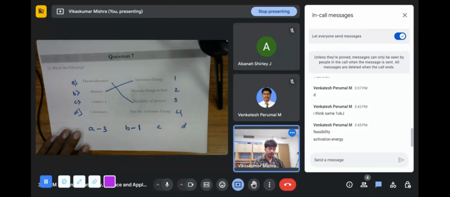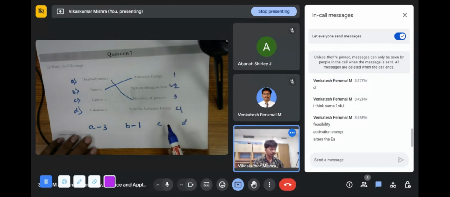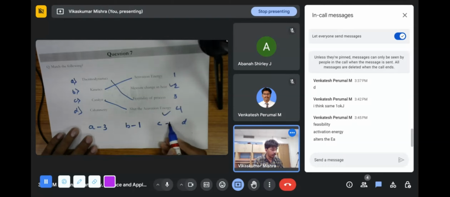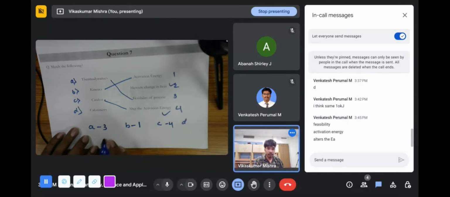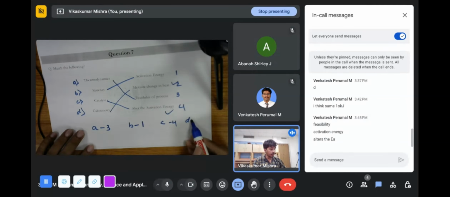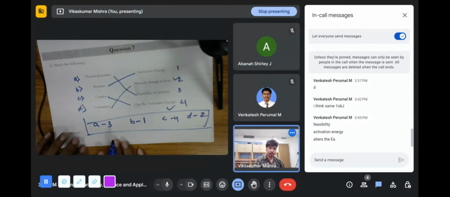And catalyst, does it talk about the measurement of heat? No way, there is no way that it talks about the measurement of the heat. Yeah, it alters the activation energy, EA. So perfectly right, catalyst C is going to match with 4. And calorimetry is left. We also know that calorimetry is usually used to measure the change in the heat. So with that, D will match with the remaining one, and that is all for the answer.